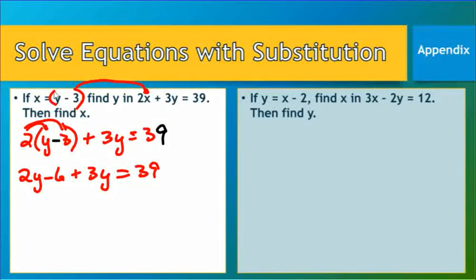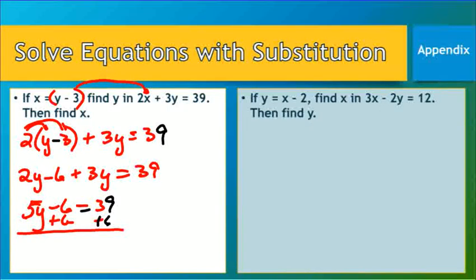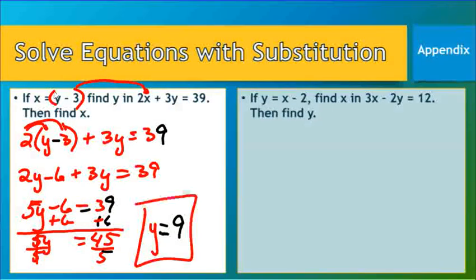And combine my y's, so 2y plus 3y is 5y minus 6 equals 39. To get 5y by itself, I add 6 to both sides. And now I have 5y equals 45. Divide by 5 on both sides to get y by itself. And I have y equaling 9. So that would be our answer.